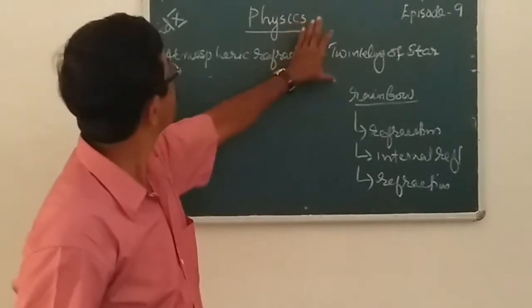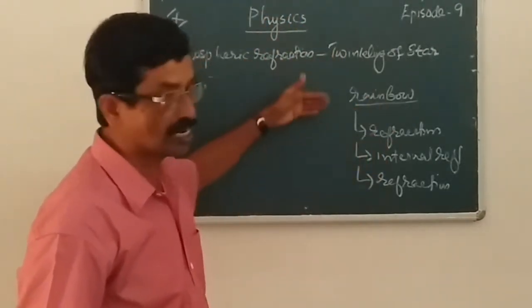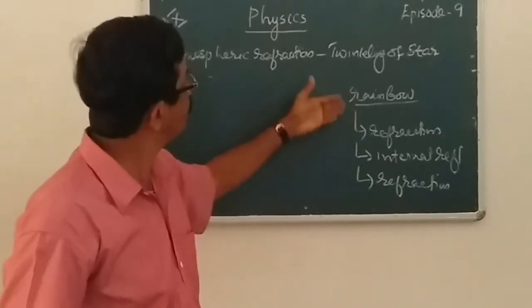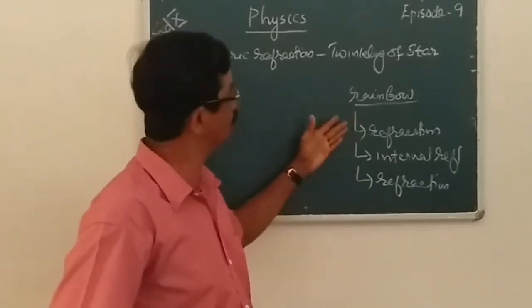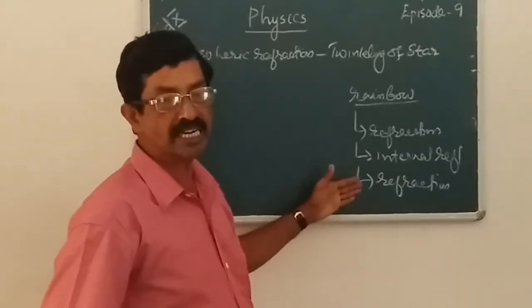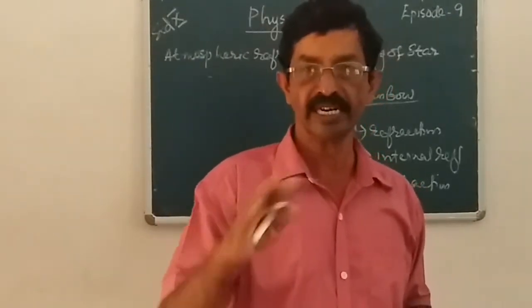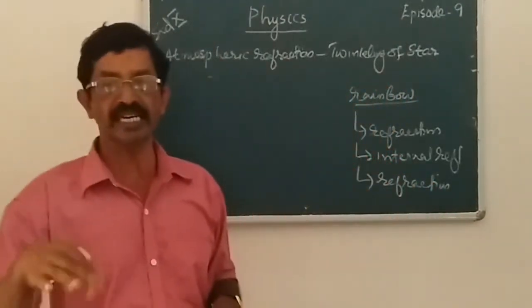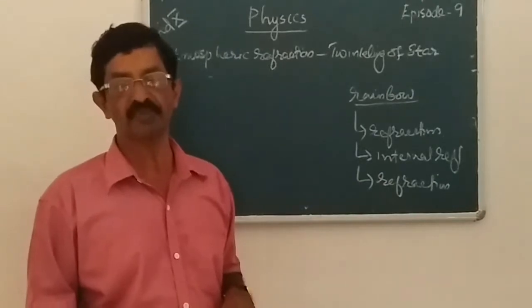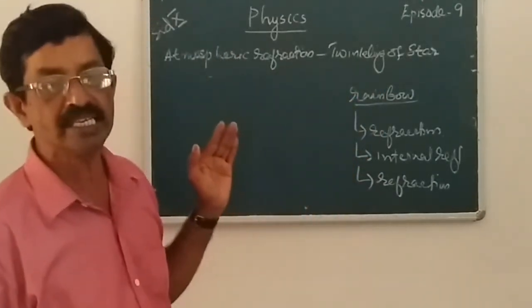All this together is the dispersion. In this dispersion there is a refraction, then internal reflection, then again refraction. In the rainbow, the outer edge color is red, and the inner edge color is violet. And we see the rainbow just opposite to the sun.